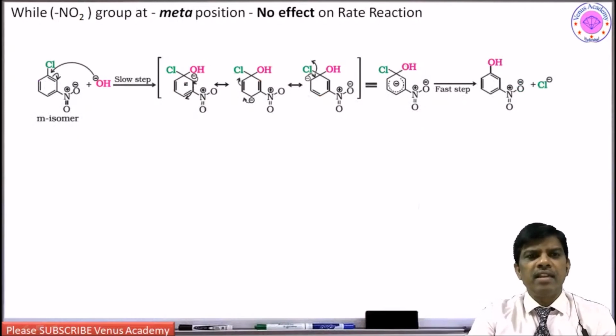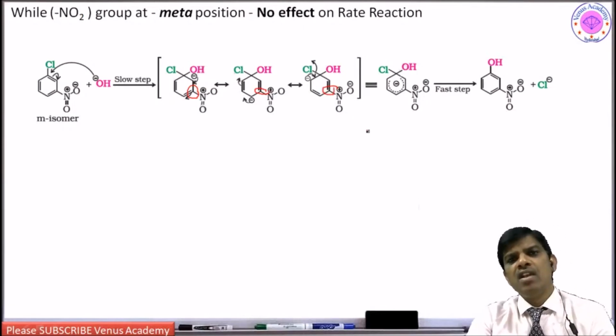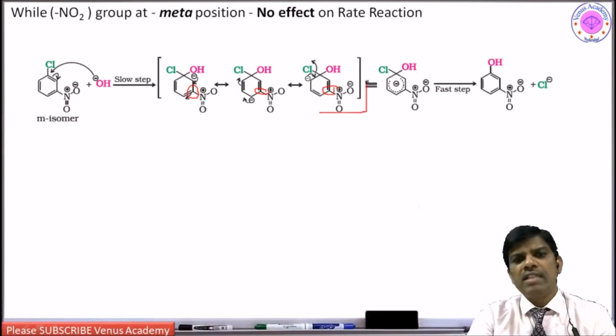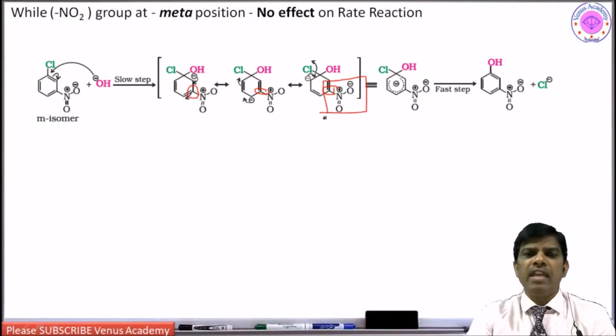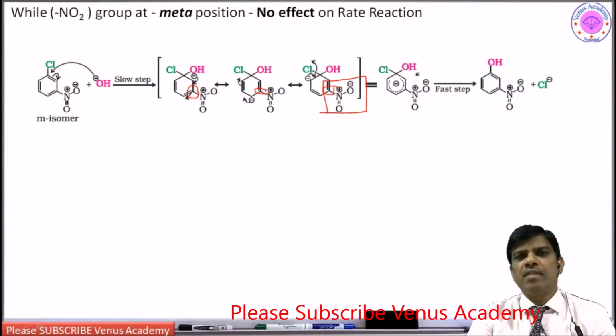So during the resonance stabilization, it is not going to form negative charge at the meta position. Do you observe negative charge at the meta position? This is the meta position. No negative charge. In all resonance forms, there is no negative charge. So the nitro group, though it is at the meta position, is not going to have any effect. So nucleophilic substitution of a meta-substituted nitro compound is very tough.